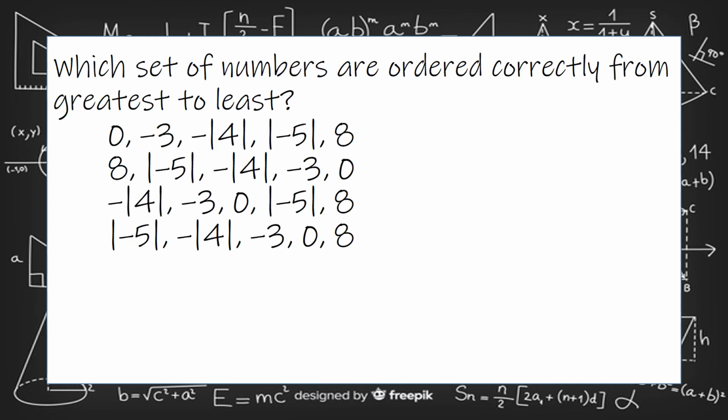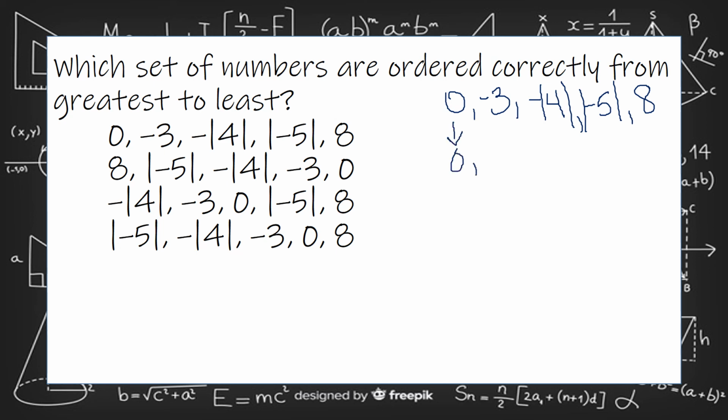Which set of numbers are ordered correctly from greatest to least? So I look at all these numbers. I've got 0, negative 3, negative absolute value of 4, negative 5, the absolute value of all of it, and 8. I'm going to write their actual value underneath it, and then we'll get them ordered.